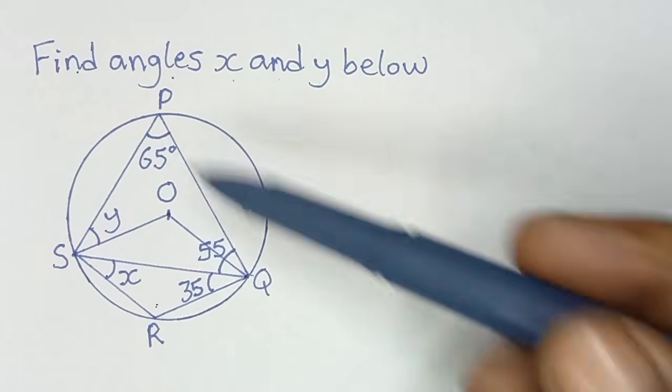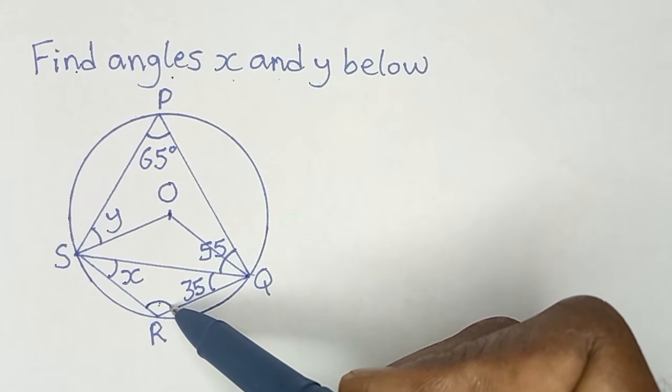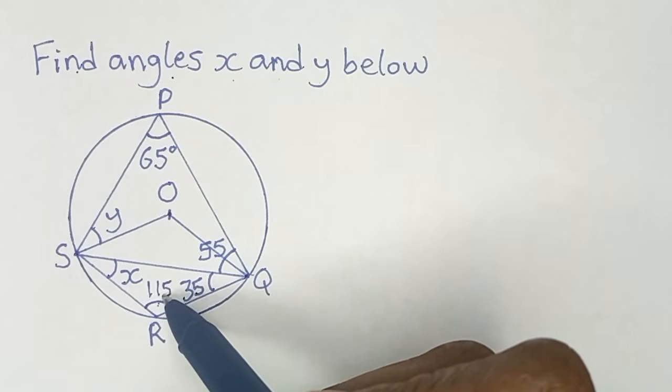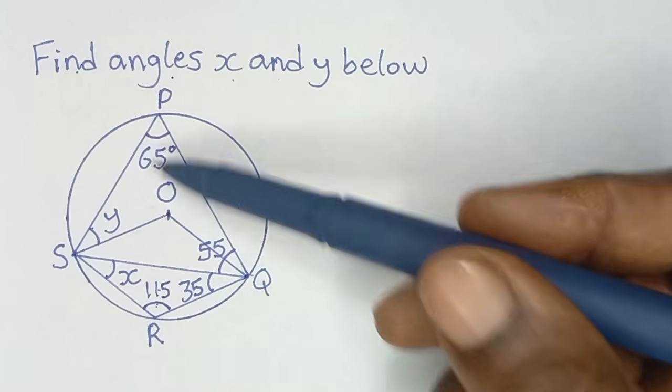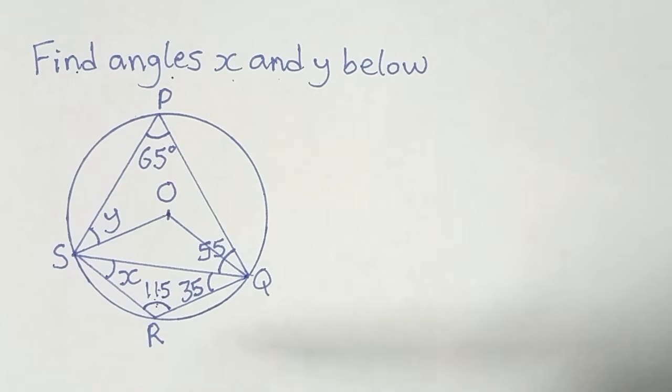So if this is 65, that means this angle here has to be 180 minus 65, and that will be 115 degrees. So that the sum of these two opposite angles of the cyclic quadrilateral will be 180. So 115 plus 65 is 180.